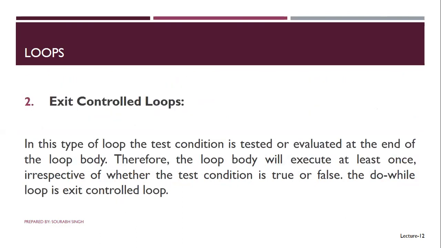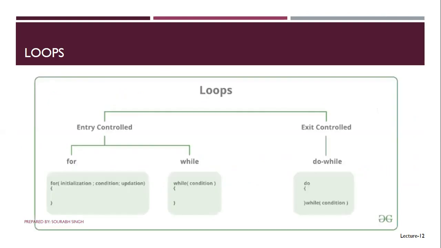The other one is the exit control loop. In this type of loop, the test condition is tested or evaluated at the end of the loop body. Therefore, the loop body will execute at least once, irrespective of whether the test condition is true or false. Do while loop is an example of exit control loop. Here you can see the entry control loop and exit control loop.